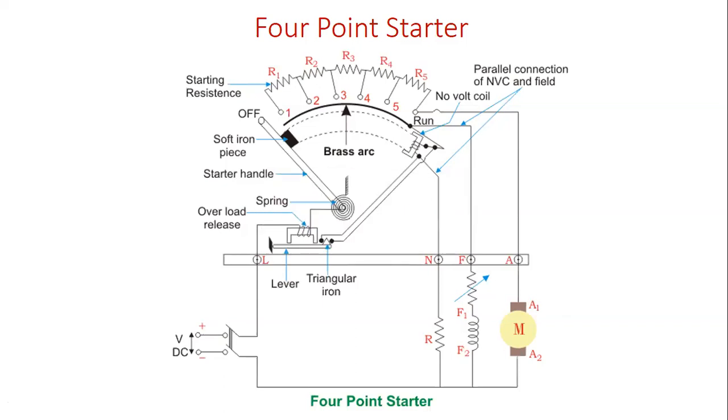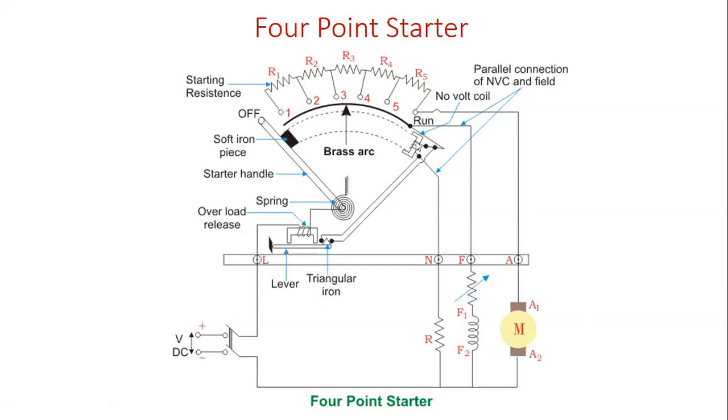Suppose the speed is not coming to the limit, and I want to run the machine to the rated speed. What happens? I am going to vary the field current by using this variable rheostat. I vary the current such that I can get the rated speed of the motor, right? Without affecting the no voltage coil.